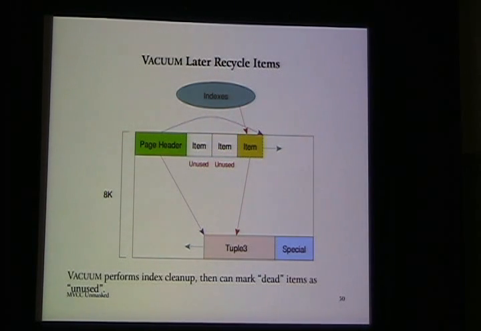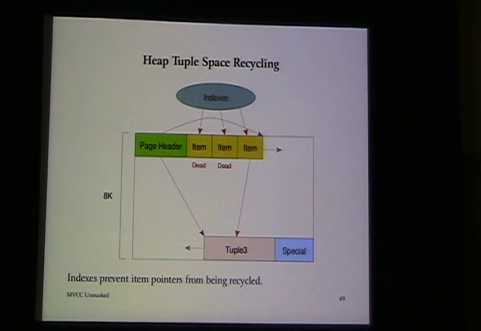Another cleanup we can do by running vacuum. Vacuum, again, is a bulk operation. It's going to clean out the indexes. Once it cleans out the indexes, you can see nothing points to 1 and 2, and we can now clean up those item pointers.